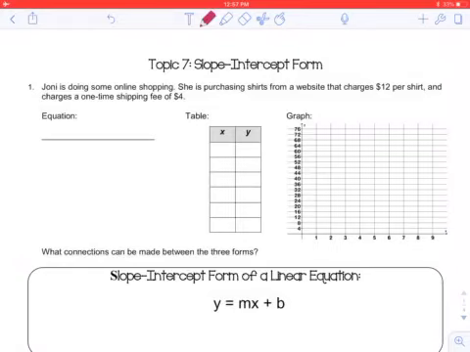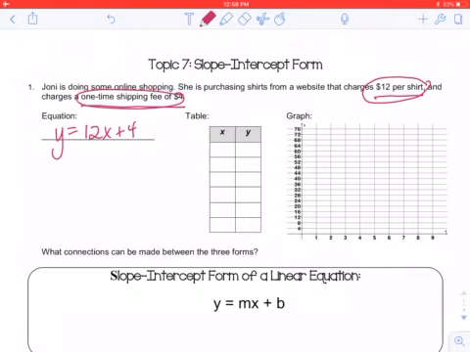Joni is doing some online shopping. She's purchasing shirts from a website that charges $12 per shirt and charges a one-time shipping fee of $4. Most of y'all can already tell that that equation would be y equals 12x plus 4, right? 12x because it's 12 per shirt, we'd multiply, and then it's a one-time shipping fee of $4. We just add that on. So now let's make a table and a graph as well.